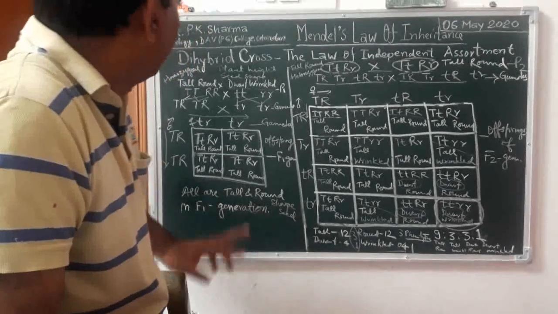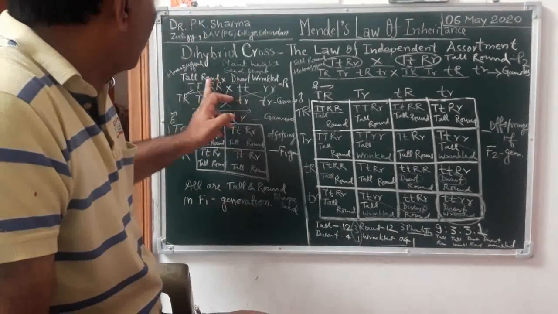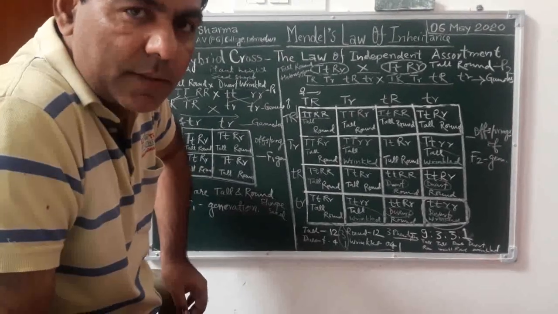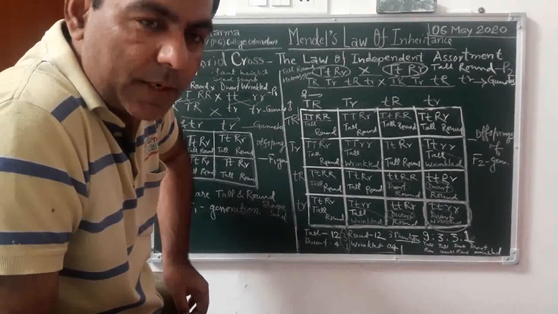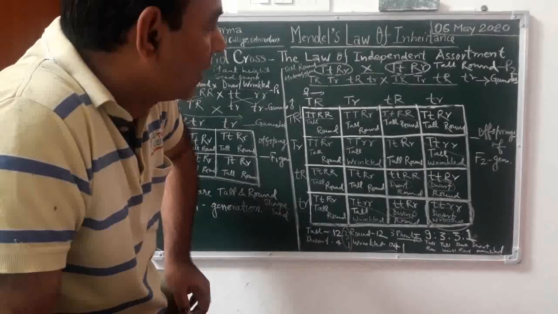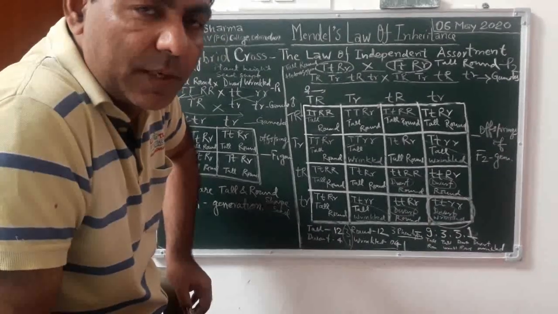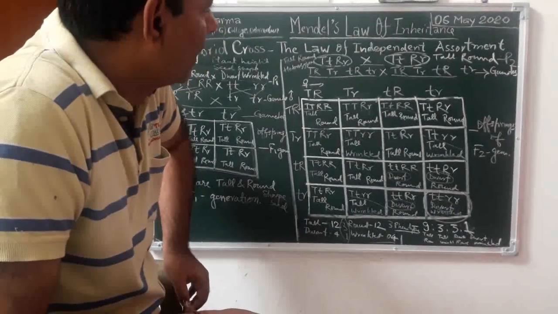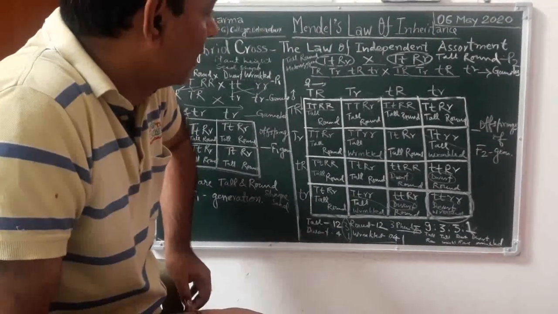So if we study two characters at one time, plant height and seed shape, both characters express independently and their ratio is the same as we get in the monohybrid cross. So this is the law of independent assortment you can see.